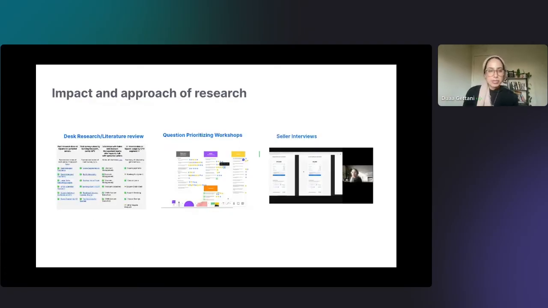And so the impact and approach of this research: we did desk research, a literature review, which you see here on the left. And then we did a question prioritization workshop with all of the differing stakeholders. And then finally, a third step in this project was that we interviewed specific sellers who fell into that upmarket category. And within these 3 different stages, we presented all of this data in a research deck and did a company share out throughout these different stages, and also a final share out as we went through the different stages of this research.